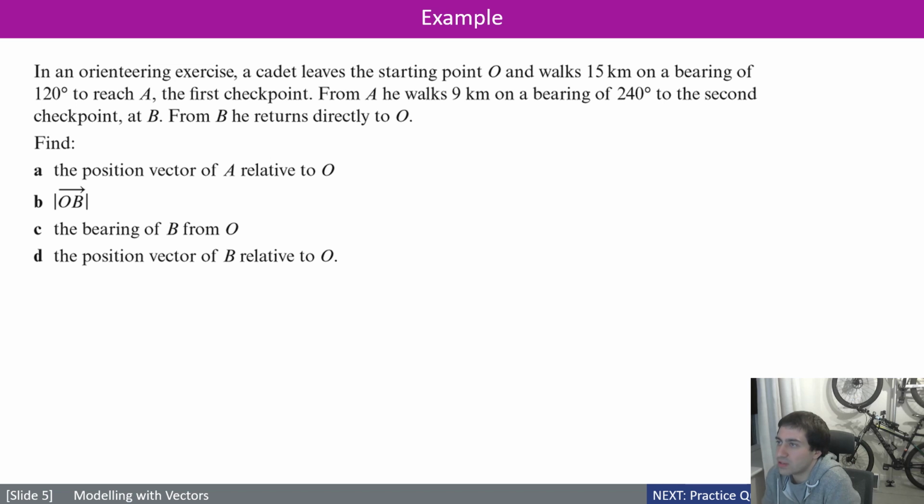In an orienteering exercise, a cadet leaves the starting point O, 15 kilometers on a bearing of 120 degrees to reach A. I think we're going to have to draw a diagram, aren't we? So we've got O, a bearing of 120 degrees. So that's 90 plus 30. So it's going sort of this way. And let's label our angle. So that's 30 degrees. And walks 15 kilometers. So that's 15 to get to A, the first checkpoint.